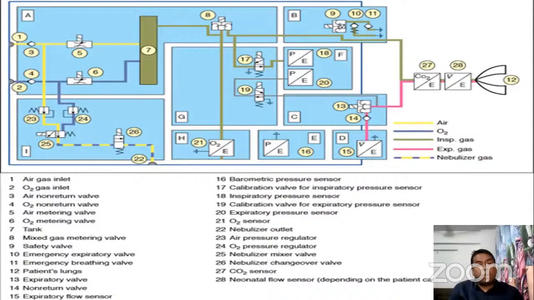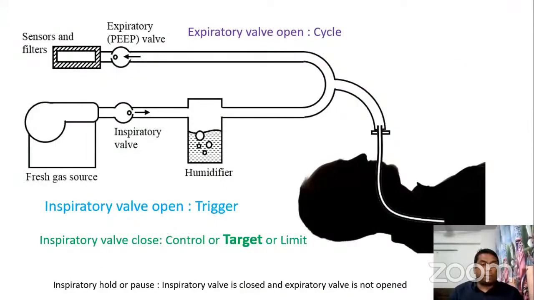This is a diagram of the inner circuit of a ventilator, and this diagram looks quite complex. So to understand, I have made it a bit simple. Here we can see the fresh gas source, inspiratory valve and expiratory valve, and patient lung. When the inspiratory valve is open, gas comes from the fresh gas source to the patient lung. And when the expiratory valve is open, the gas goes out to the atmosphere.